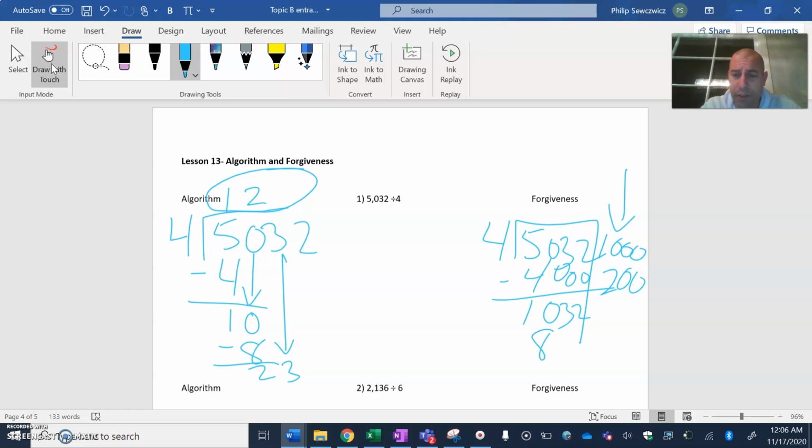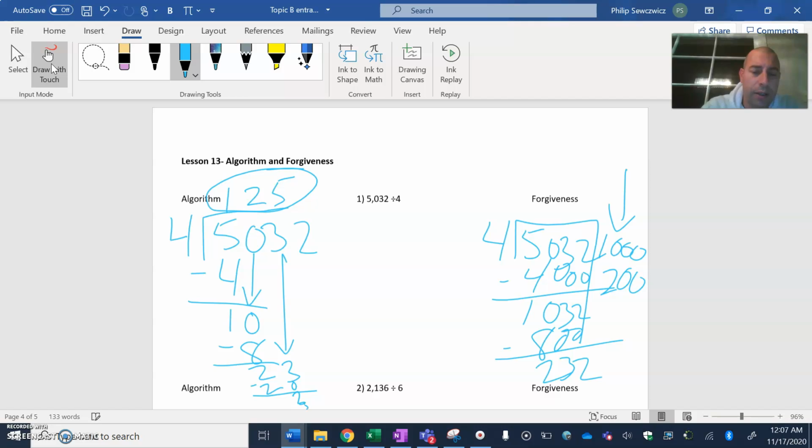So 4 times 200 is 800. So when we subtract, we get 232. Again, look who's there, the 2 and the 3. How many groups of 4 can you take out of 23? 5 of them. 4 times 5 is 20. 4 times 6 is 24. That's too far. That's too big. Remember, you got to get as close as you can without going over. 4 times 4, 16. Okay, it works, but there's more we can take out. 4 times 5, 20. That's the most. So again, you have to grab the most that you can take out every single time.